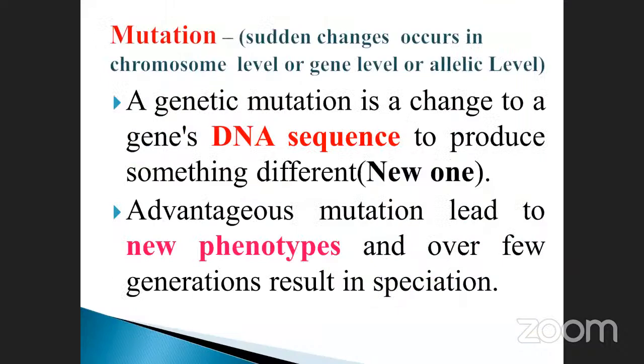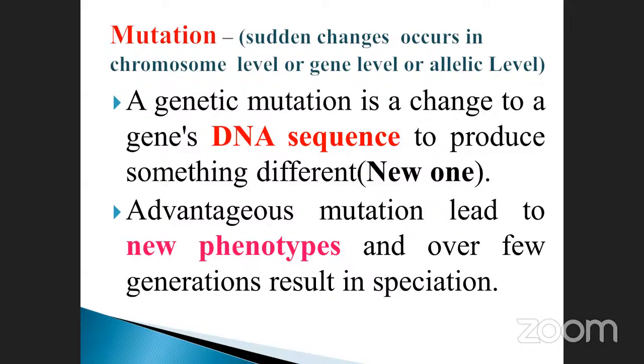Next we will pass on to the next one, called mutation. Will you please tell me what mutation is? Already given here: sudden changes occur at the chromosome level, gene level, or allelic level. As a result, new genes are produced. Before this, we already studied the same concept. But there, the genetic information transferred from one gene to another due to chance, or it may be transferred from one population to another population.